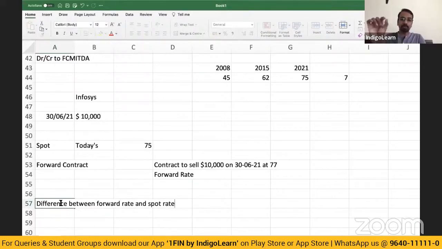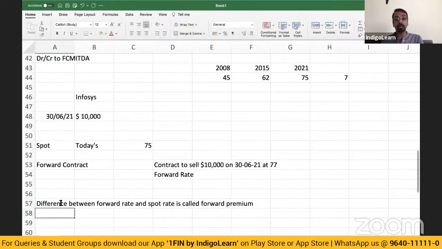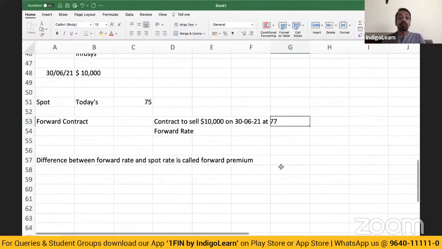See, there is also the concept of cash rate, spot rate. I'll not get into all of that. Spot rate means today's rate. Just understand that. The difference between the forward rate and the spot rate is called forward premium. Now it can be forward premium receivable or forward premium payable. It could be both. In our case, 77 is what we will receive versus 75 today. So 2 rupees is extra that we will be receiving for $1. That is called forward premium.